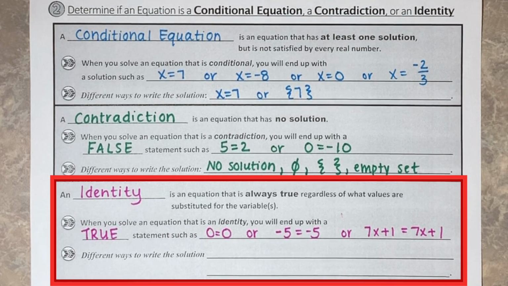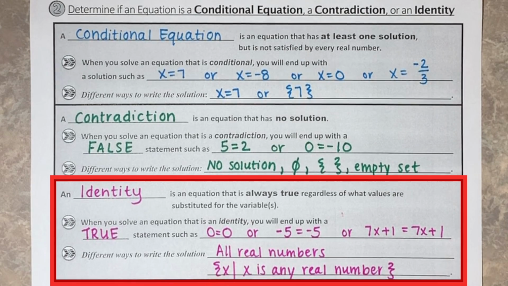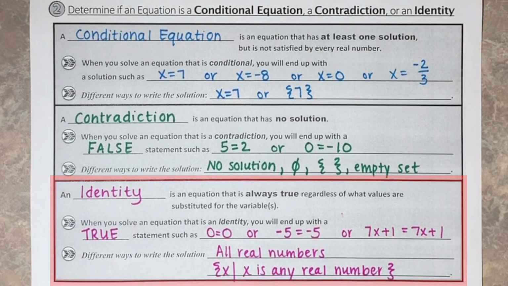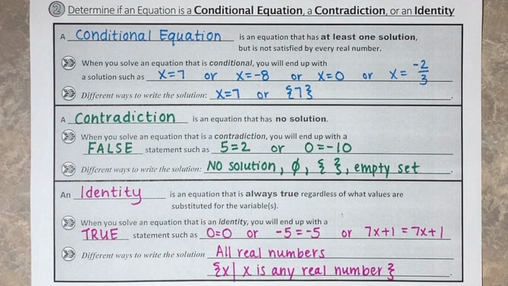There are different ways to write our final solution. For the final solution, you could write all real numbers. We can also write our final answer using set builder notation, and that would look like this. We would read this as the solution is the set of all x such that x is any real number. Now that we've reviewed the three types of equations that we'll see, conditional, contradiction, and identity, next we'll get practice solving these three types of equations.